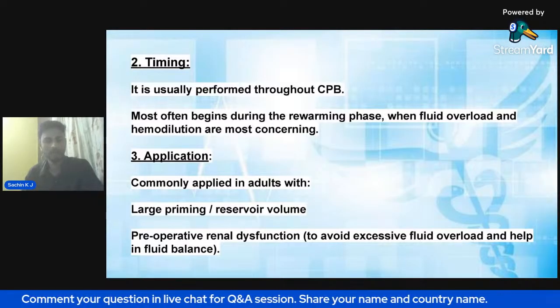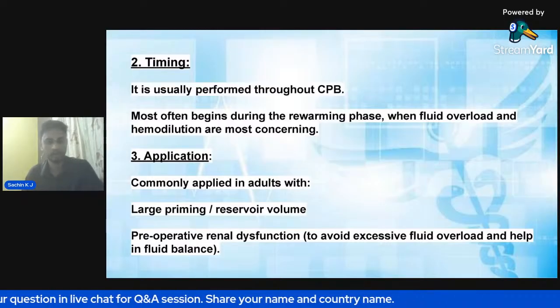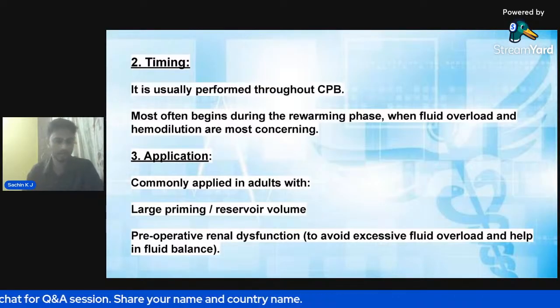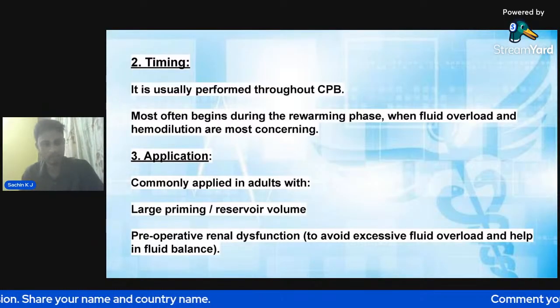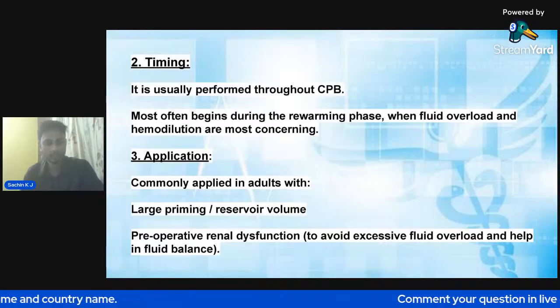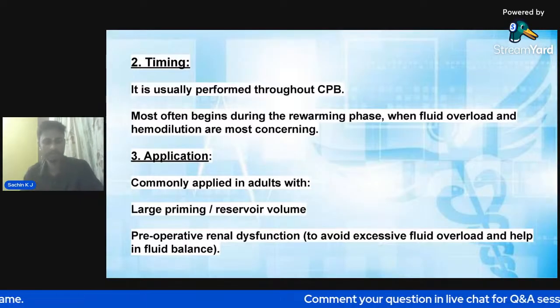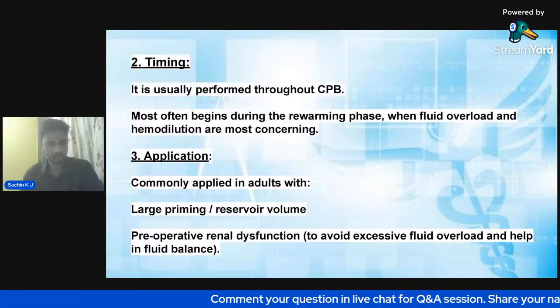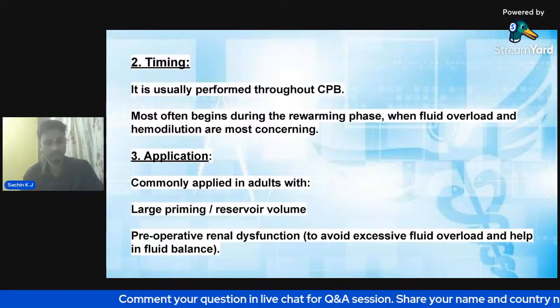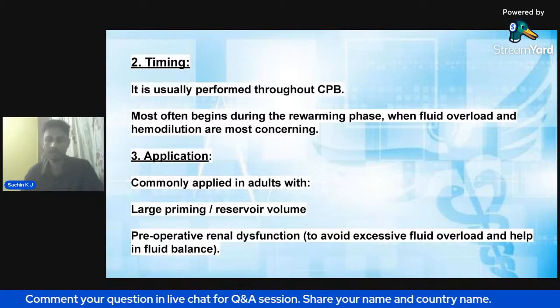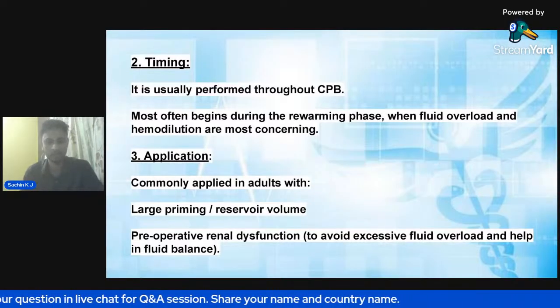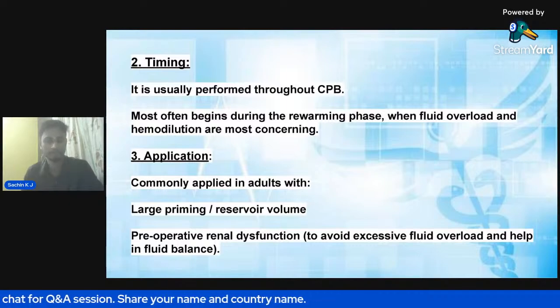Applications: we commonly apply it in both adult and pediatric patients. I didn't mention, sorry, large priming and reservoir volume. Pre-operative renal dysfunction: if there is any chronic renal dysfunction, we use ultrafiltration to avoid excessive fluid overload and help in fluid balance.